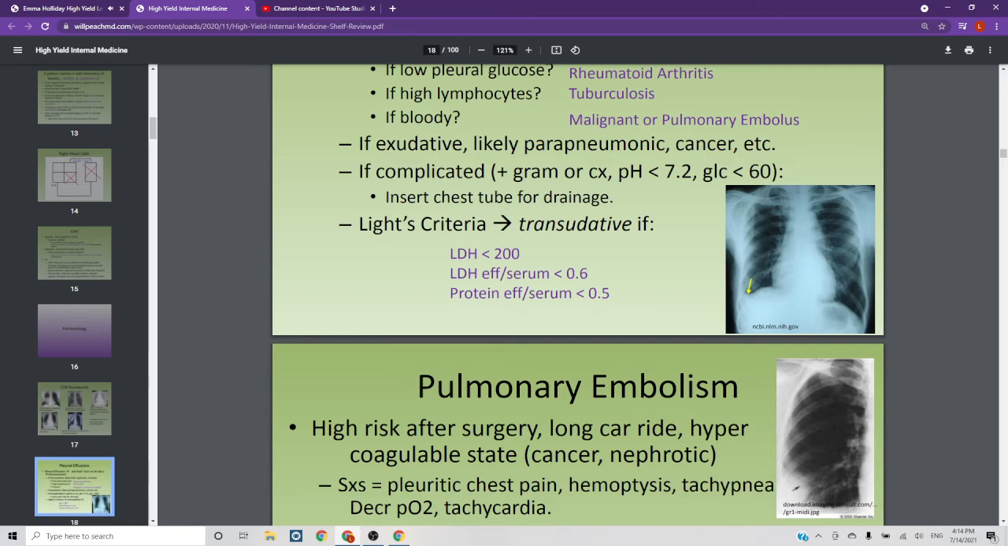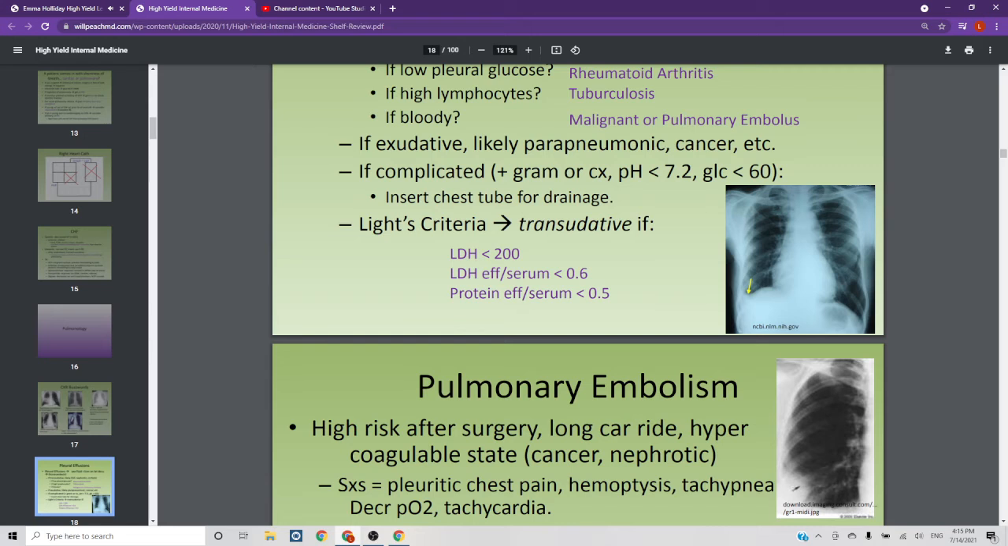And then complicated means either you see bugs, it's gram stain positive, it's really acidic, the pH is less than 7.2, or there's low glucose because the bugs are eating it. So for anything that's complicated, we got to drain it with a chest tube.